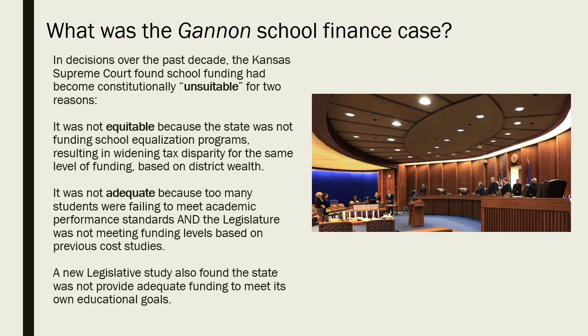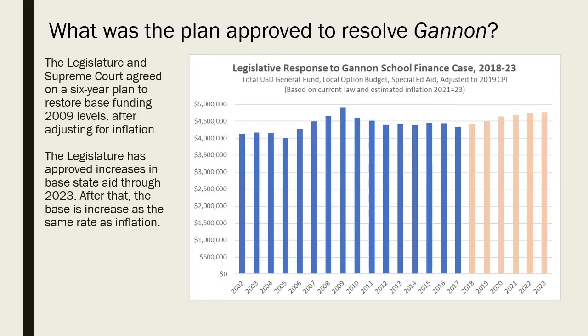The new legislative study commissioned during the Gannon case also found the state was not providing adequate funding to meet its own educational goals. After a number of years of trying, the Legislature and Supreme Court finally agreed on what will be a 6-year plan to restore basic operating funding back to 2009 levels after adjusting for inflation. The legislature has approved a series of base state increases through 2023, and after that, the base is to increase at the same rate as inflation. However, not all of those years have had the money actually appropriated yet.